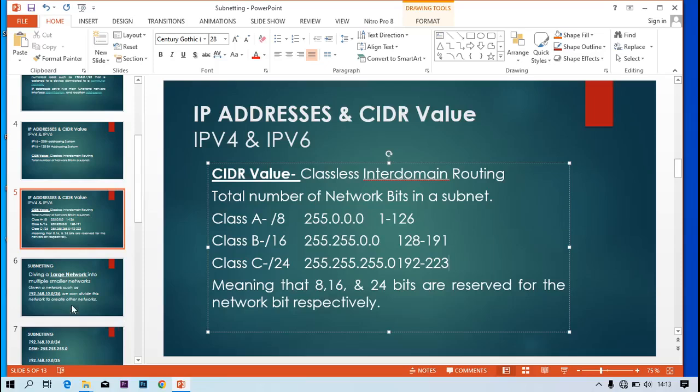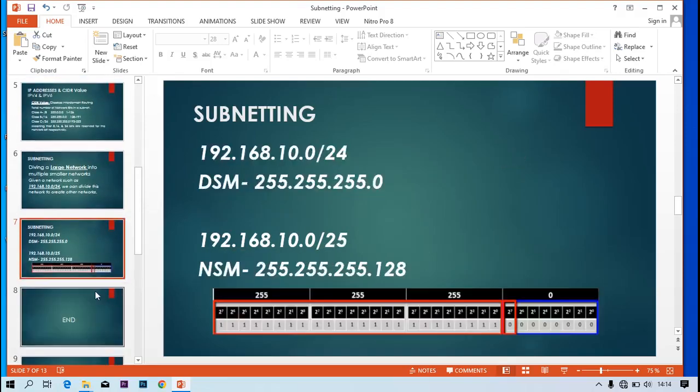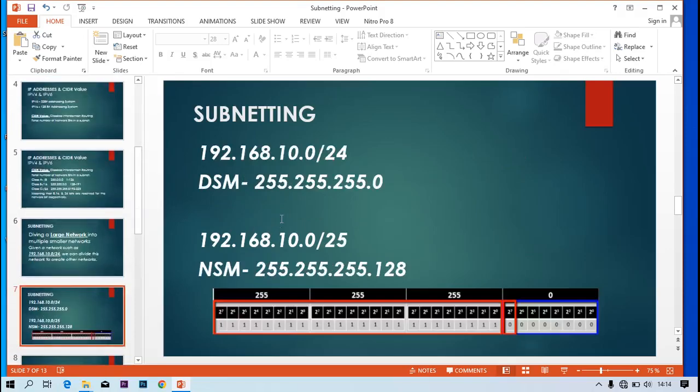So let's go to subnetting. The process of subnetting involves dividing or breaking up a larger network into multiple smaller networks. For example, if you're given an IP address like this one, this network can be divided to create other smaller networks from that given IP address. Subnetting gives us the privilege of having those multiple networks assigned to different devices from one given IP address.